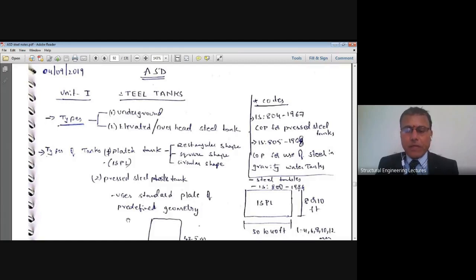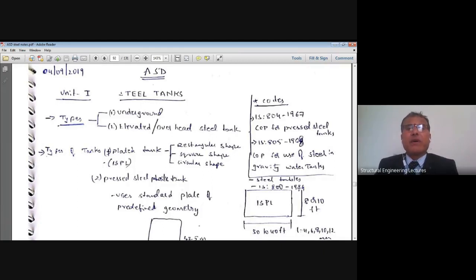Right. In today's discussions, let us see the fundamentals and the codal specifications. Now, we have the steel tanks. The types of the steel tanks are like this. It may be underground, as we already know, or it may be elevated, or what is called an overhead steel tank. Here in our discussions, we'll be dealing with the elevated or overhead steel tanks. As per the code, it is an elevated or overhead tank.